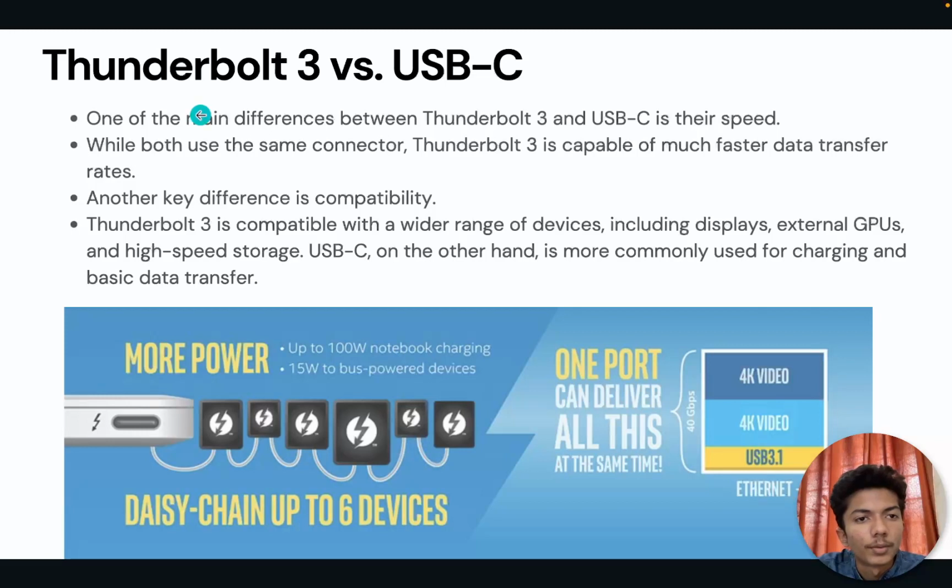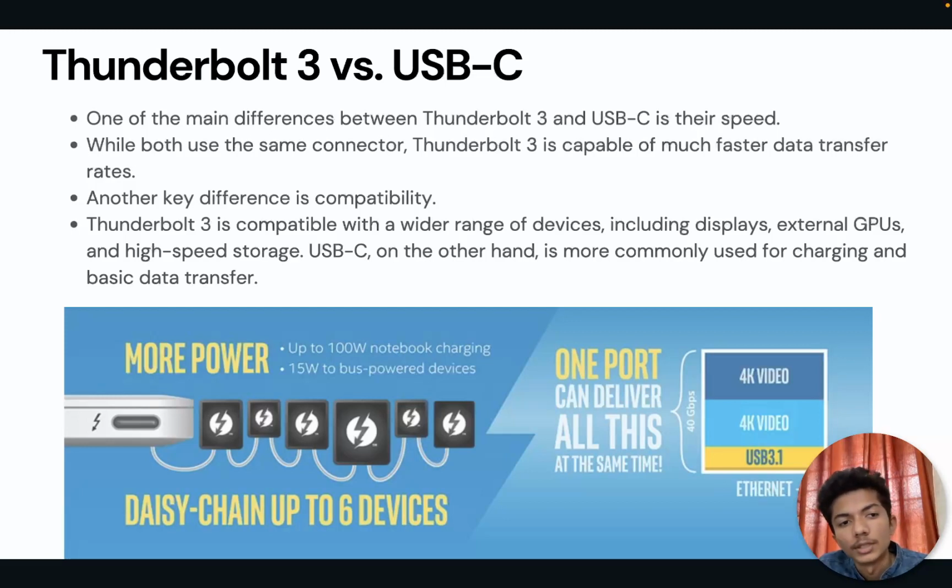If we talk about the comparison between Thunderbolt 3 and USB-C, one of the key differences is speed. USB-C is limited to a certain amount of speed, but Thunderbolt 3 goes up to 40 gigabits per second, so there is a vast difference in the speeds of both connectors. While both have the same connector, Thunderbolt is capable of much faster data rates than normal USB-C.